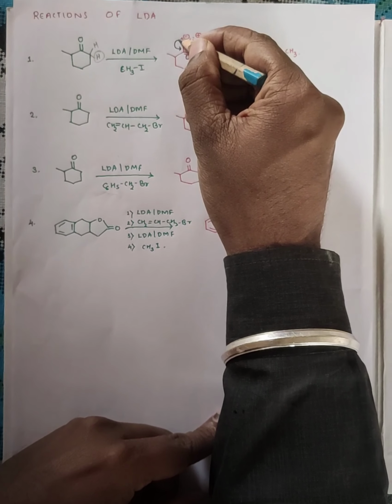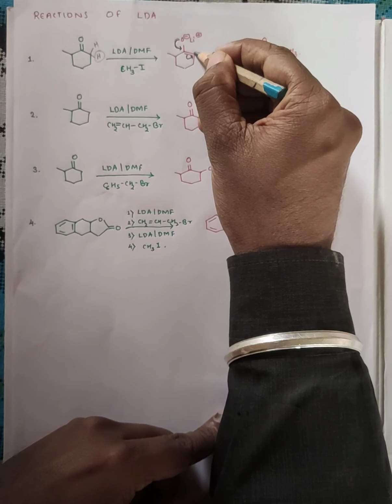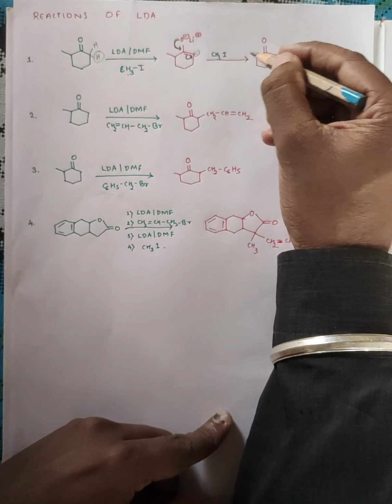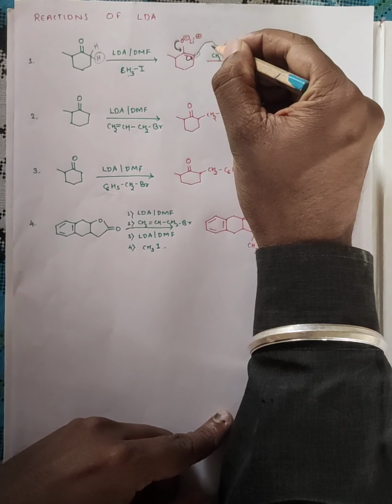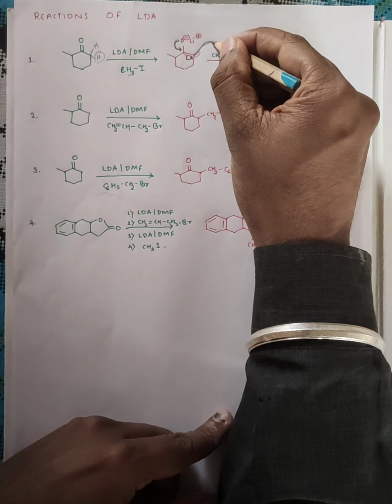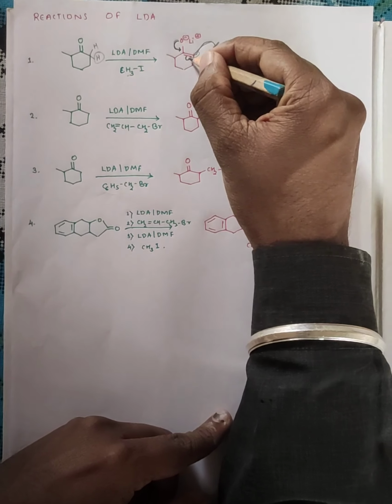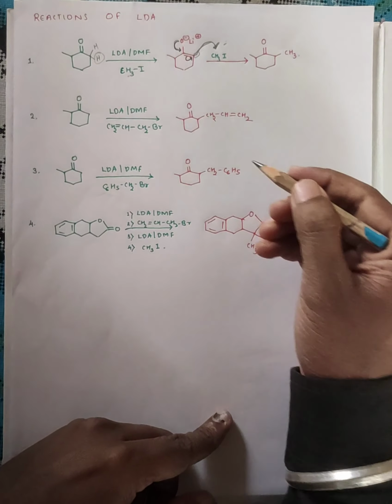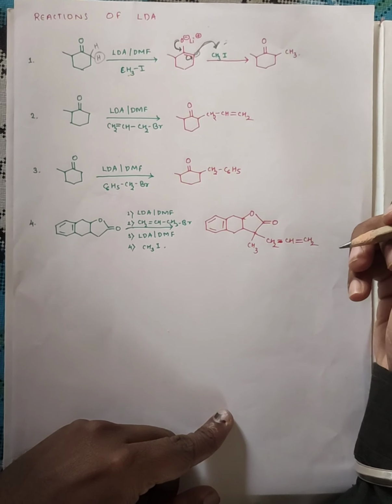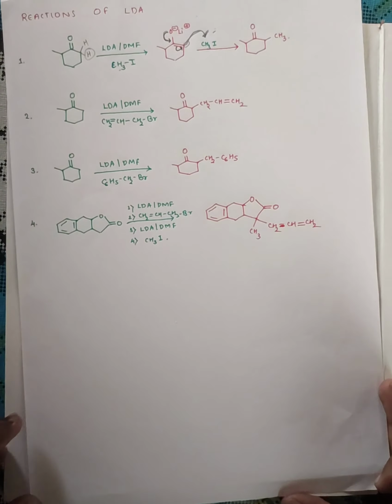Okay, now this will come here, negative charge is developed here. Now what is there? CH3I, CH3 plus I minus. Now the negative charge will attack the CH3 plus, and this will take on the CH3, hence you will get this product. Similarly this product also. So these are the reactions which I have explained.